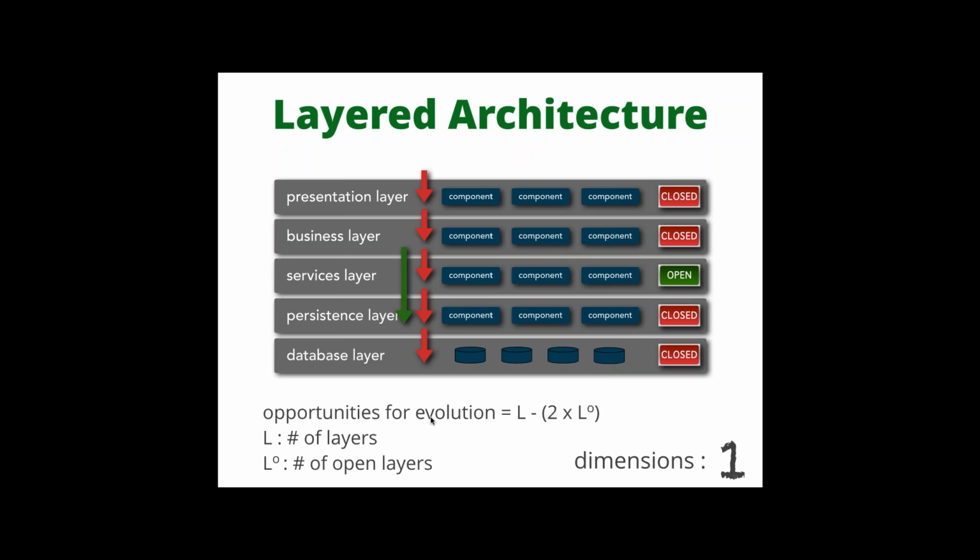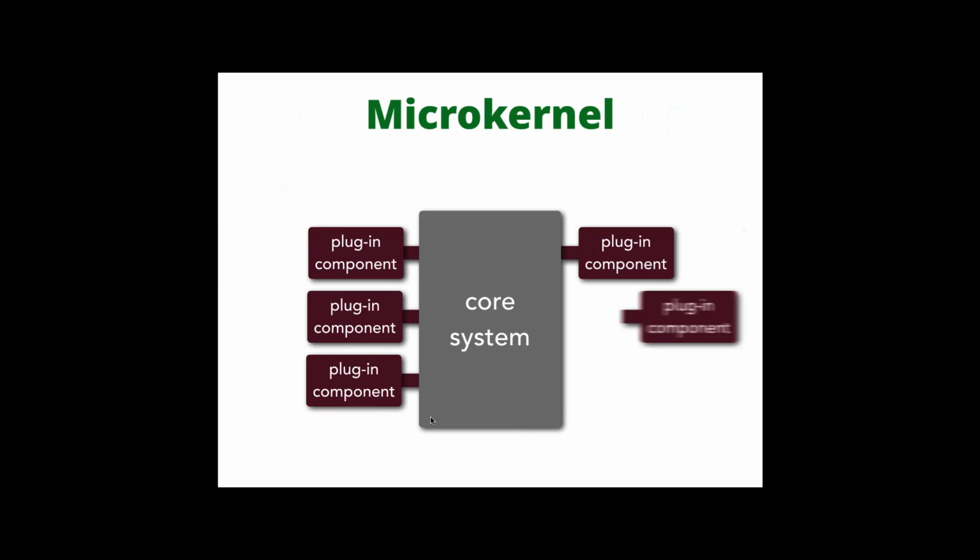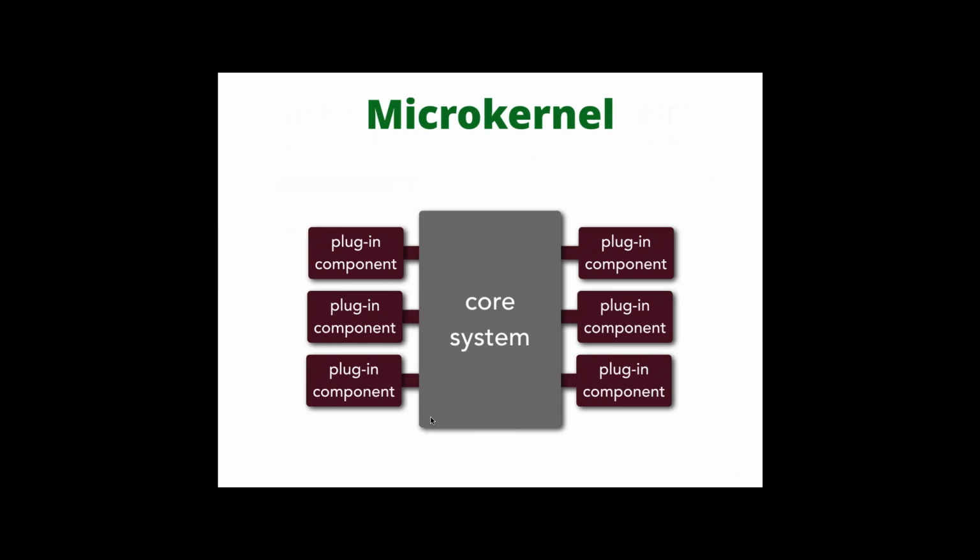Let's look at the evolutionary characteristics of another really common architectural pattern, which is the microkernel architecture. This is commonly found in things like browsers and in build tools, anything really that has a plug-in API. This allows you to evolve this architecture by building plugins in a well-defined way, and you can evolve its behavior over time. But again, we only have one dimension of evolvability here, which is accessed through that plugin API.